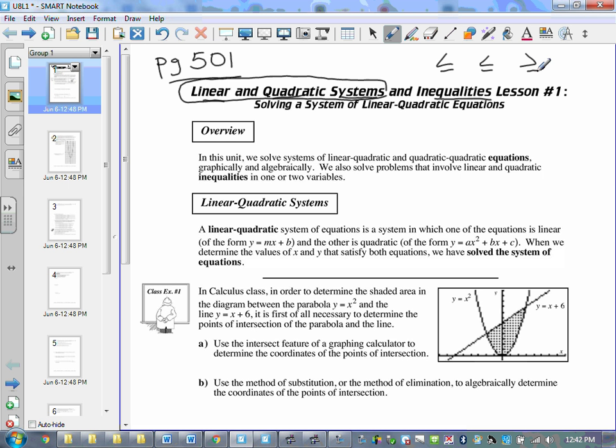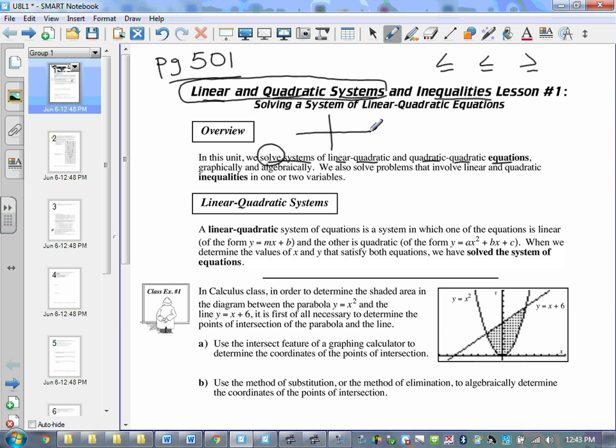So this lesson we solve systems of linear and quadratic equations. So remembering what the word solve means. Anyone remember what the word solve means? Find the answer. Usually it's an x. Solve for x. So if we are solving a linear quadratic system, we look at this on a graph.